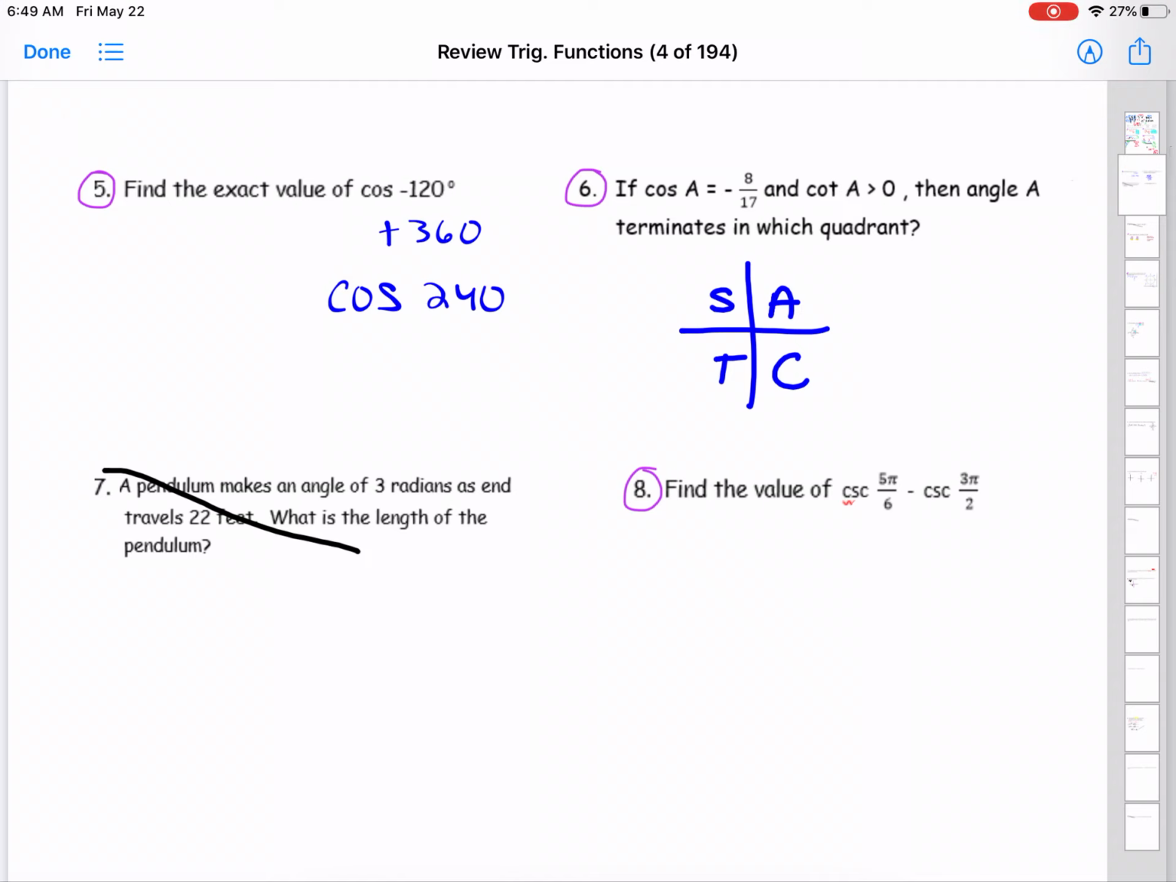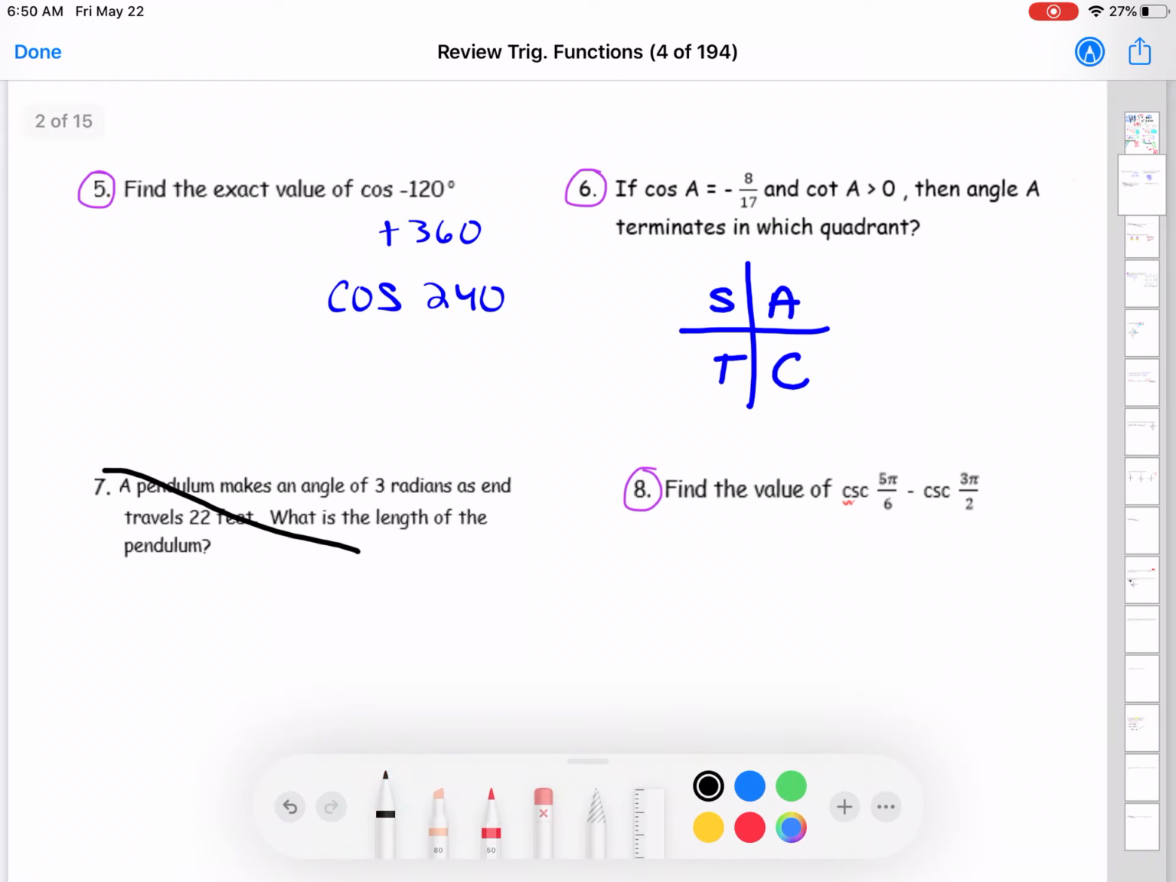Okay, another exact value. This time I'm giving you a negative angle measure. Remember, when we have a negative angle measure, you just keep adding 360 until it becomes positive. So I wound up with cos 240, and now we start the whole process over again. Let's draw our picture. Where does 240 land?